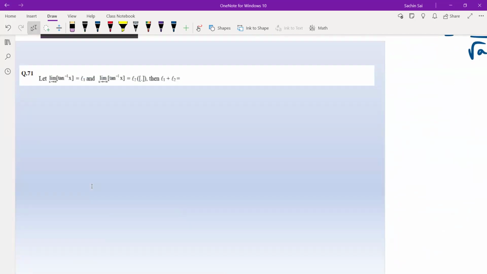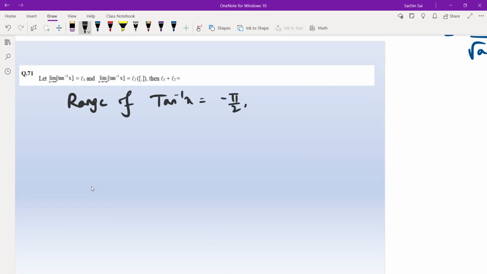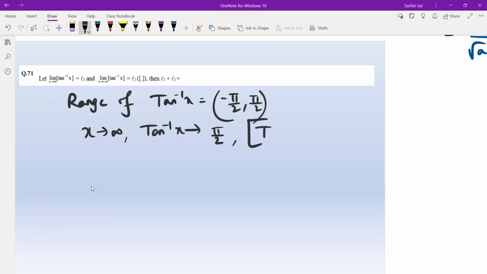Question 71. The limit as x tends to infinity of step of tan inverse x, and the limit as x tends to minus infinity of step of tan inverse x, right? So what is the range of tan inverse x? The range of tan inverse x is minus pi by 2 to pi by 2, right? As x tends to infinity, tan inverse x tends to pi by 2, which means step of tan inverse x will be 1. The reason for this is pi by 2 is approximately 1.57. So step of tan inverse x is 1.